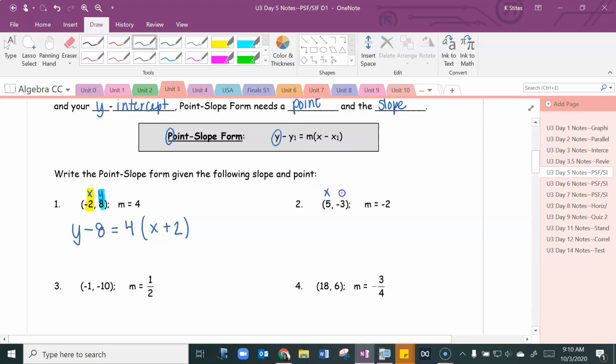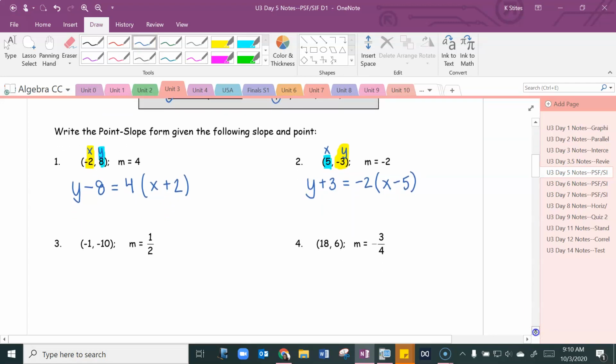All right, let's try it again. I'll walk you through it. We put y and then the opposite of our y coordinate. So opposite meaning we'll have a plus 3 equals our slope, parentheses, x, and then the opposite of your x coordinate. So that's a minus 5. And that's all there is to it.